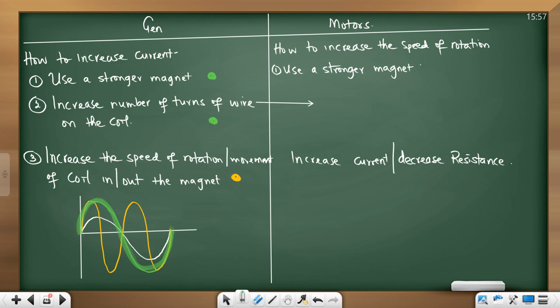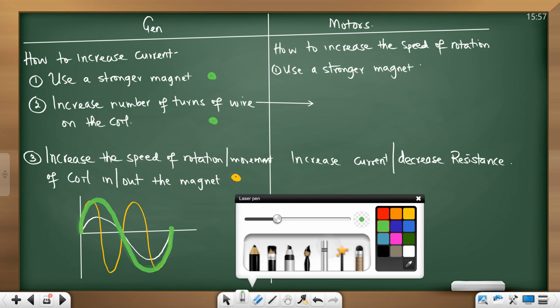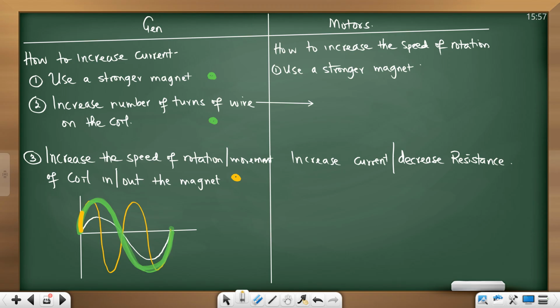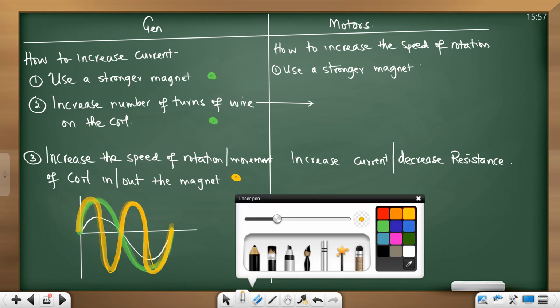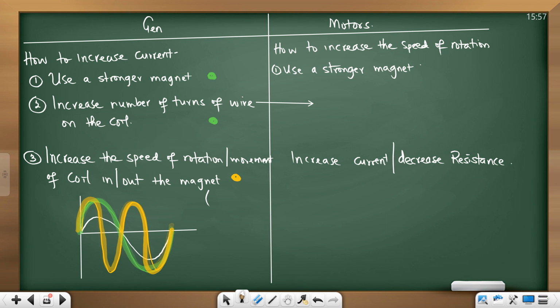But when I increase the speed of rotation, it means I am actually cutting time out. Instead of going 1 rotation, I'm going 2. So 2 things are happening there. Current increases while the period will do what? Decrease. So let's put a note there. Period here decreases for the third one. Or we can say frequency does what? Increases.